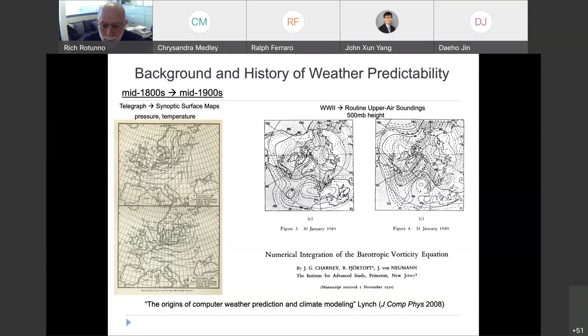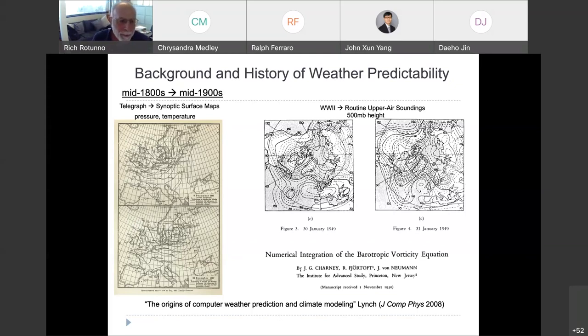We came to World War II in the mid-20th century, and routine upper air soundings became common. That fact motivated this group at the Institute for Advanced Study to try to initialize a model and advance it in time, and then compare the result to the next day's observations. So this is a very important step, obviously.